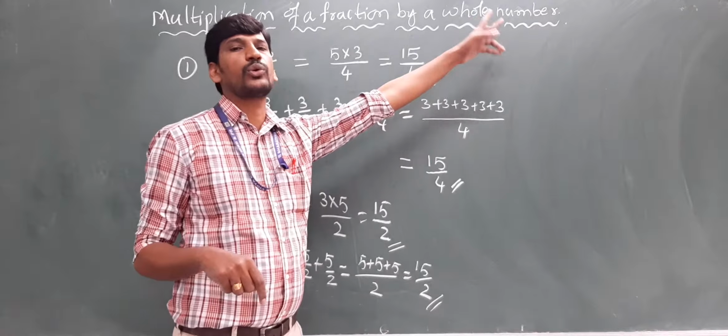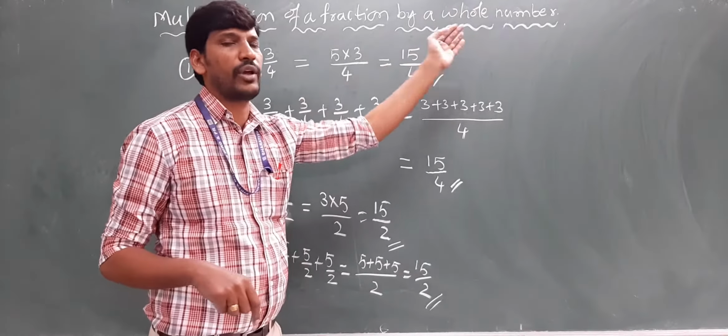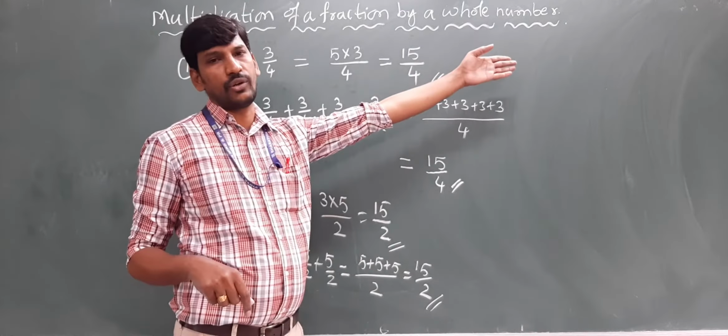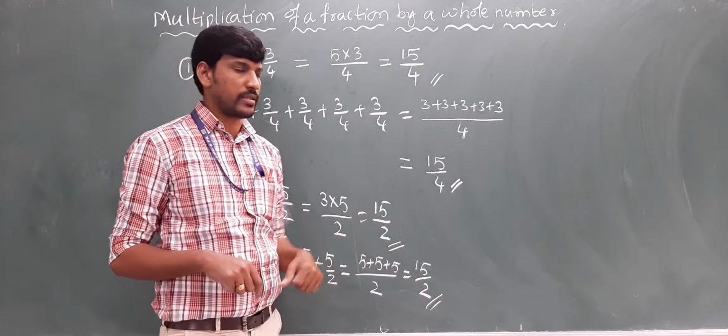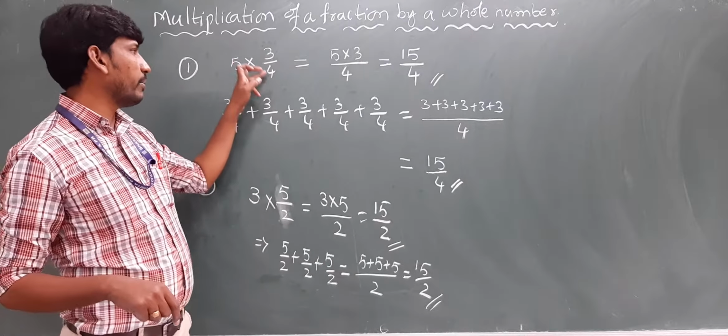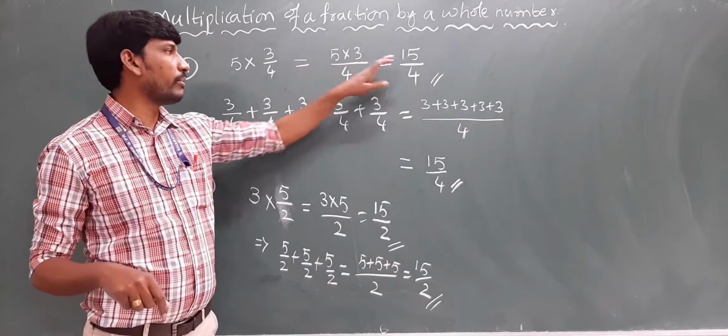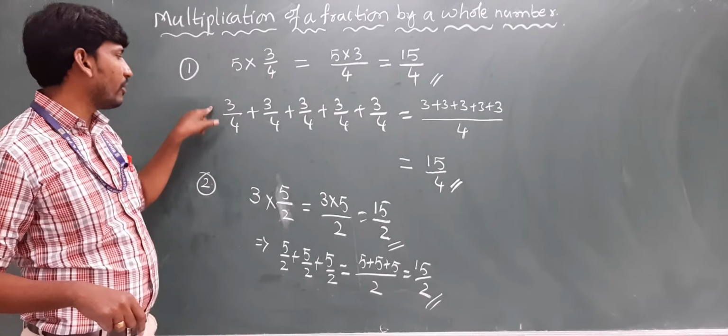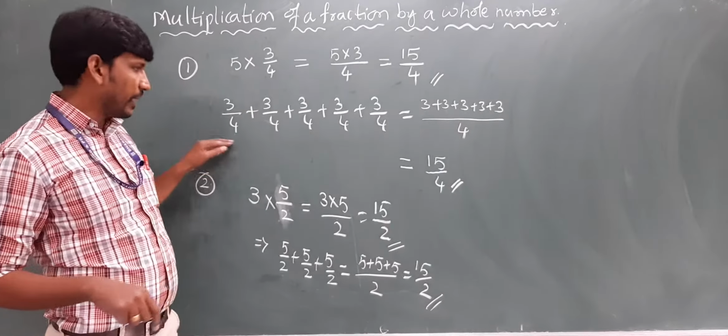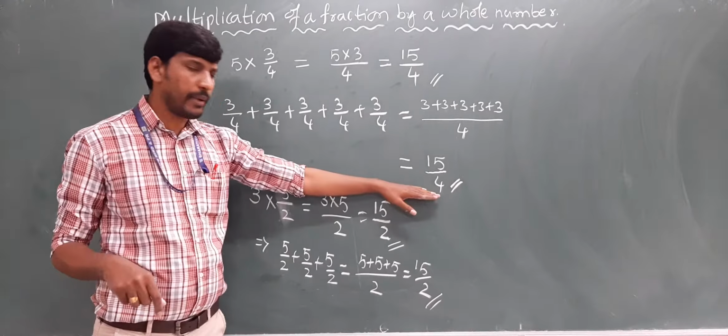In that, 2 by 4 is repeated 2 times. That's why we are multiplying by 2. We will get the answer 4 by 4, as in the previous example. In the same way here also, 5 into 3 by 4 is equal to 5 threes are 15 by 4, which means 3 by 4 is repeated 5 times. See, 5 times I wrote. You get the same answer.